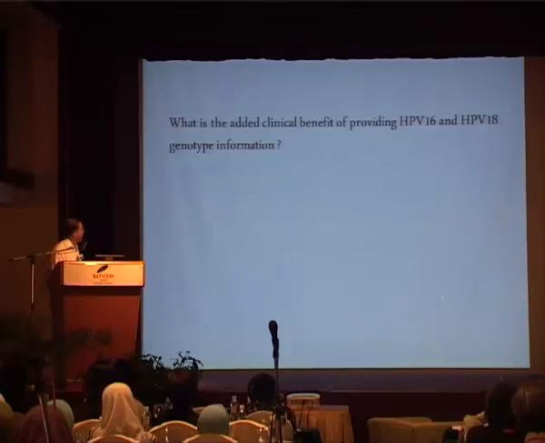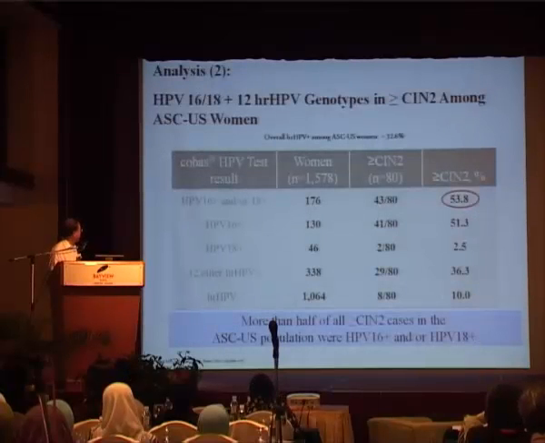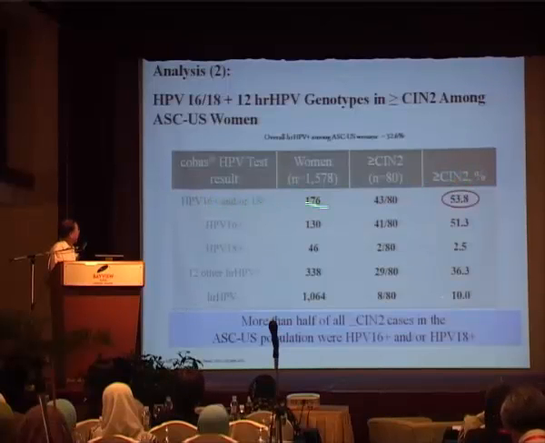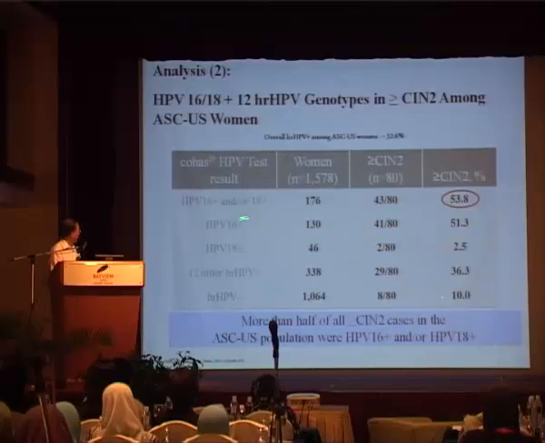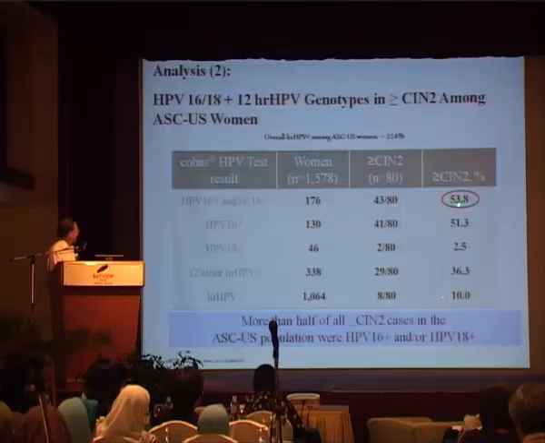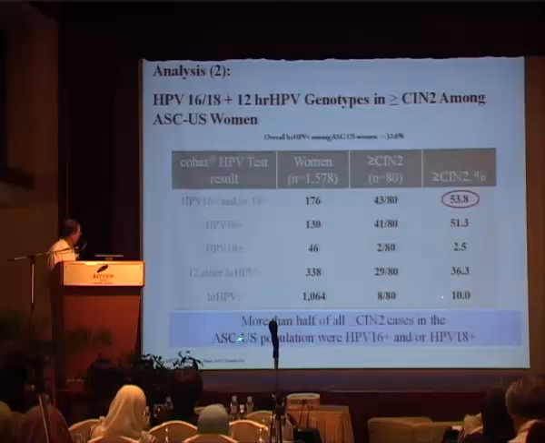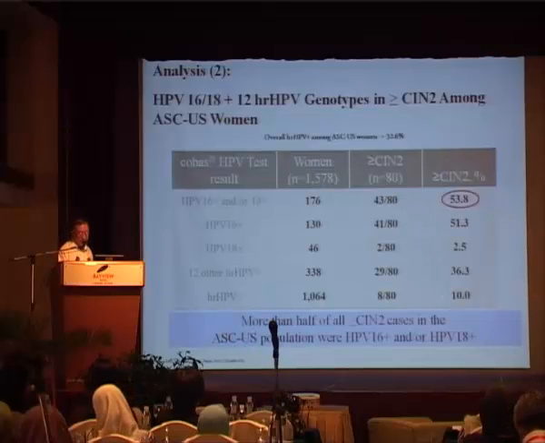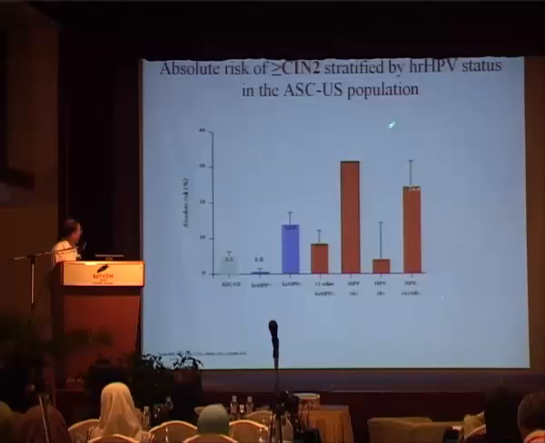So what is the clinical benefit of knowing 16 and 18? If you look at CIN2 plus lesion, you can see that 16 or 18 were found in 53.8%. Majority were from HPV 16. So if you know that 16 and 18 is present, it would really show you the subpopulation of ASCAS with extremely high risk of having CIN2 plus lesion.